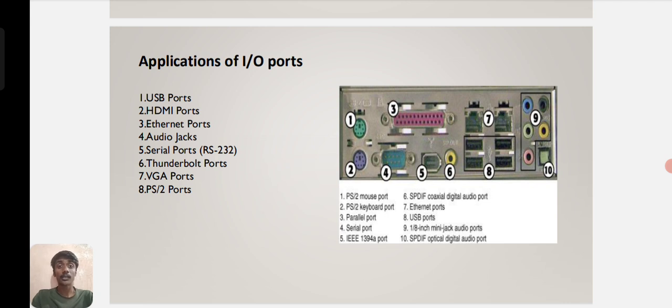Next slide is applications of input output ports. Input output ports are used in multiple forms like USB ports, HDMI ports, Ethernet ports, audio jacks, serial port RS-232, Thunderbolt ports, VGA port, PS/2 ports. Seeing the images with all the USB ports and HDMI ports, all these types of ports in the picture.